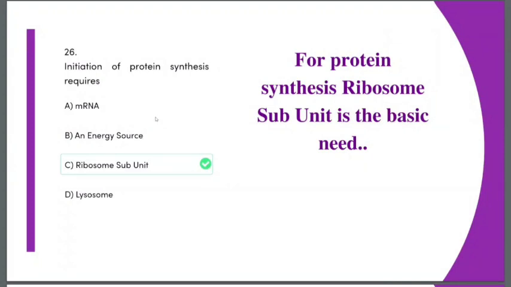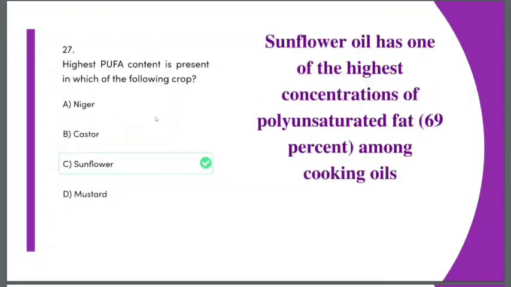26th is: initiation of protein synthesis requires. Answer is ribosome subunit, because we know that ribosomes are the units which produce or synthesize the protein. 27th question is: highest PUFA content is present in which of the following crop? So highest PUFA content is present in sunflower. It has 69% of PUFA. PUFA is polyunsaturated fatty acids.